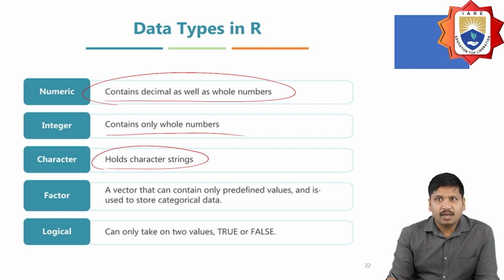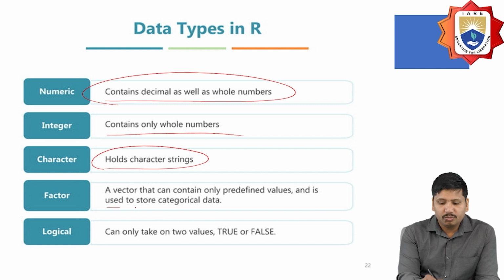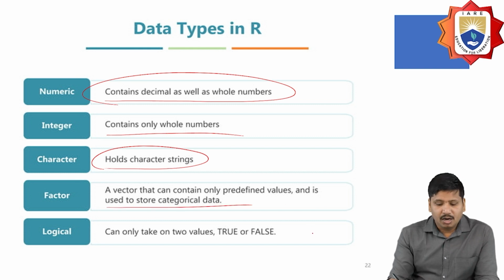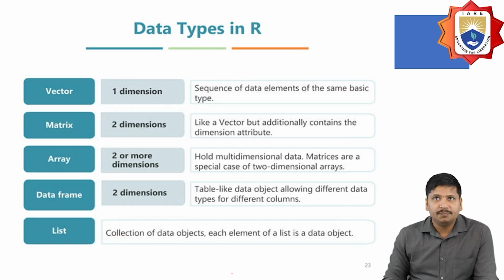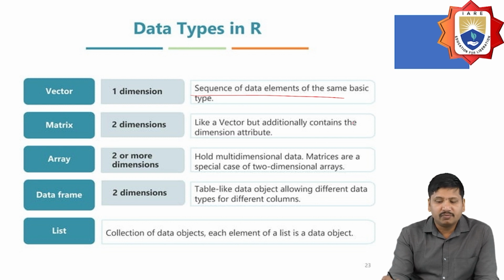And factor contains only predefined values and is used to store categorical data. And logical means it can take only two values, either true or false. And some others will be vector. A vector is a one-dimensional representation, used to represent a sequence of data elements of some basic type, and a matrix has two dimensions like the vector but additionally contains a dimension attribute, and an array has two or more dimensions, holding multi-dimensional data, with the matrix being the special case of two dimensions.